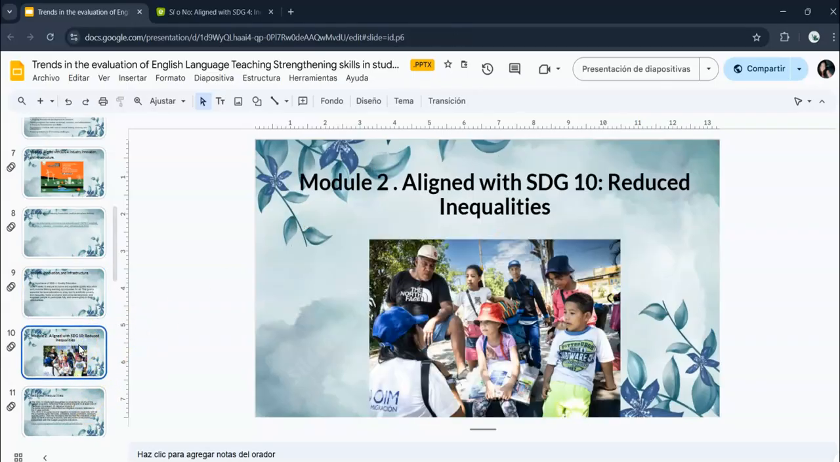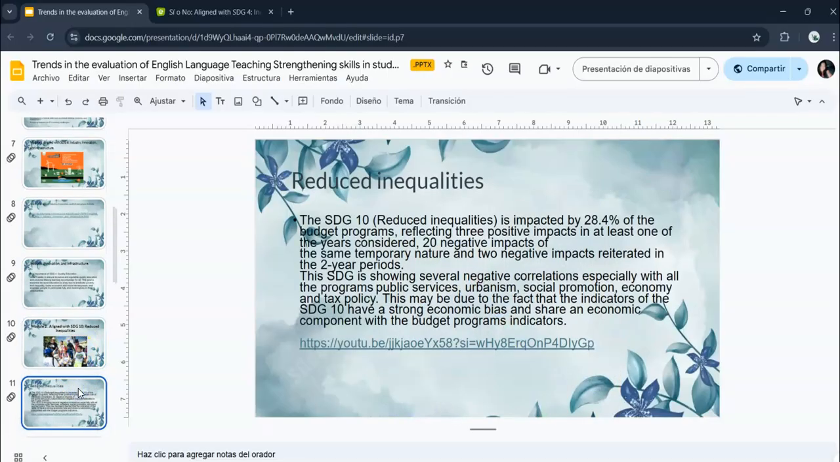Let's continue. This is our second module that we chose for this digital resource, aligned with SDG 10, reduced inequalities. SDG 10 is impacted by 28.4% of the budget programs, reflecting three positive impacts in the last one of the years, considering 20 negative impacts on the same temporary nature and two negative impacts registered in the 2 year period.